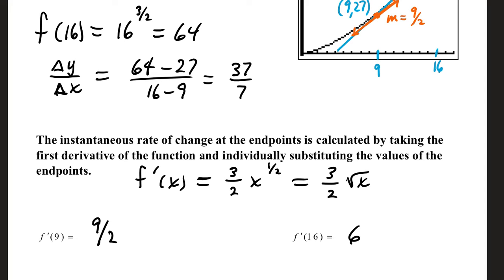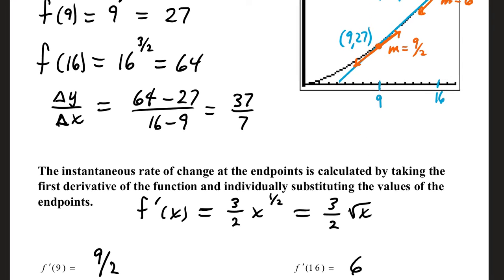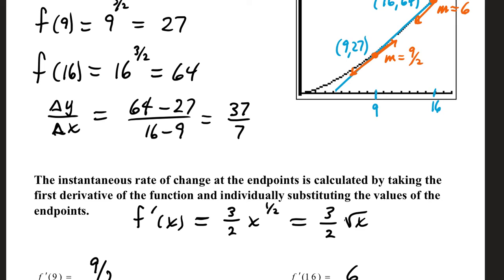The other endpoint in our interval was 16. F prime of 16, that's 3/2 times the square root of 16. 3/2 times 4 is 6. So this other tangent line at the top right of your screen is the instantaneous rate of change when x is 16. And so that rate of change is 6.